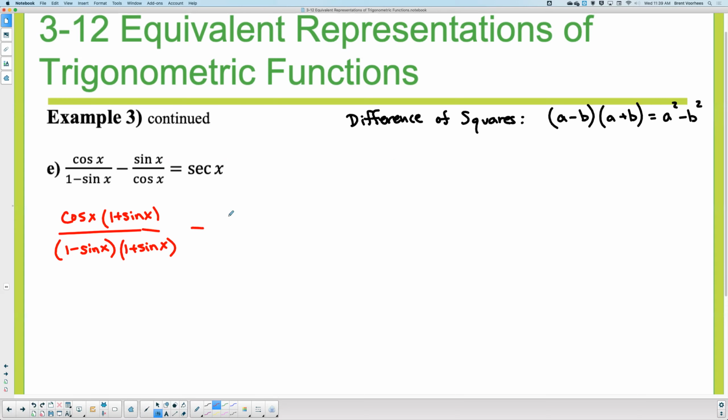Now over here, I'm just going to leave it alone for a moment. Sine x over cosine x. Can you run that back again a little? Yep. Okay, all I've done here is I multiplied by a funny looking 1. This is multiplied by the conjugate, is what I'm going to call this. You could just call it conjugate.